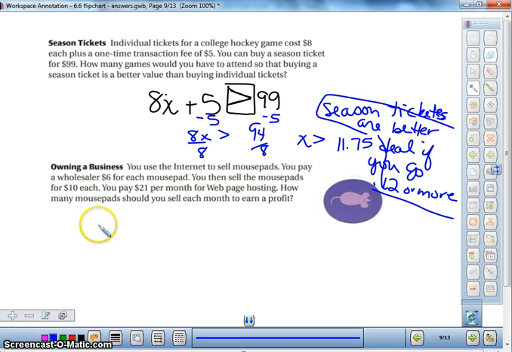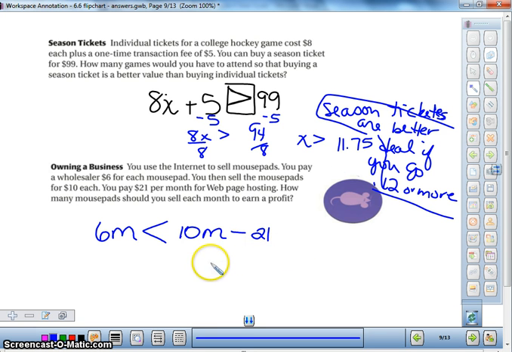So we want to think of it this way. We're paying $6 for each mouse pad. But when we make our profit, we're charging $10. Well, what do we have to take out of that? We have to take out our $21 a month for our web page. So in a month, we're trying to see, when are we going to make a profit? Remember, this is our profit. So we're looking at 6m is less than 10m minus 21.